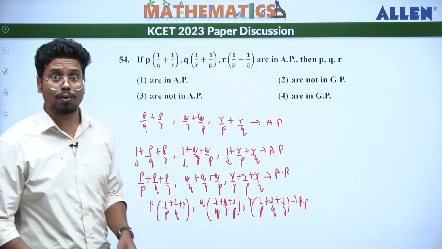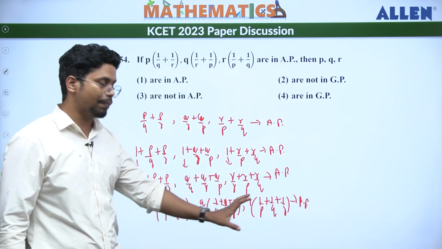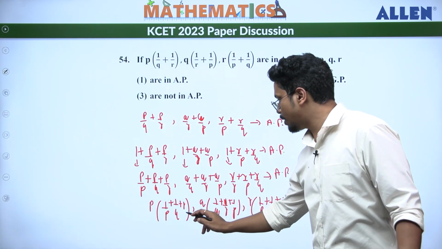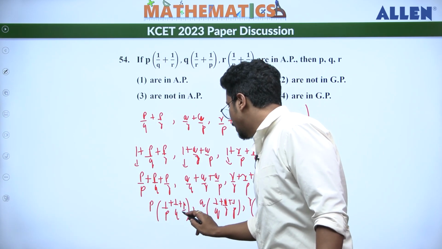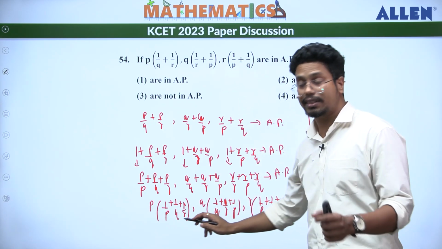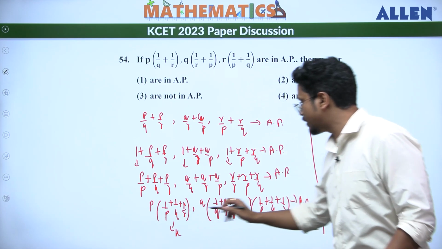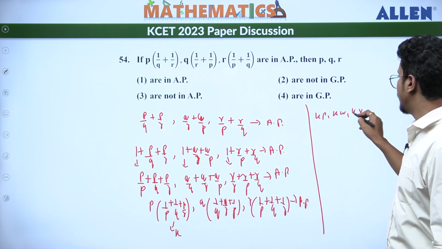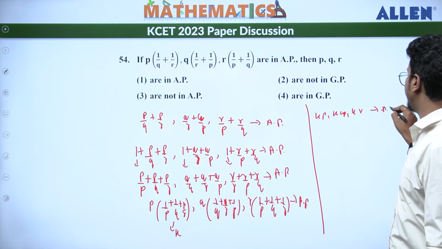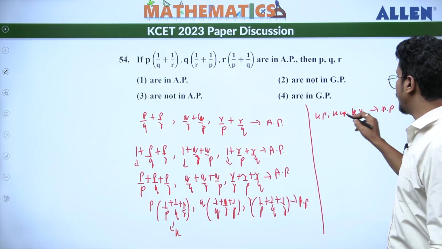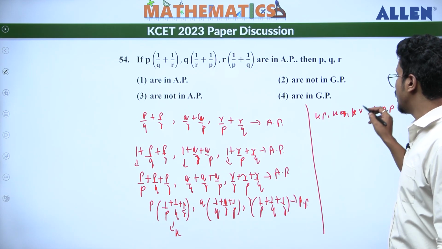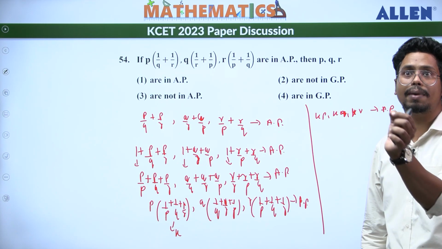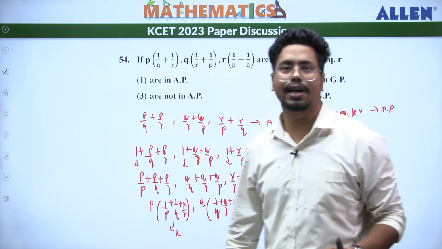Now all of you, you know one thing, that if you see the picture, don't you think that 1 by P plus 1 by Q plus 1 by R, if this number is like a K, please understand, if this number is like a K, so basically what you will get? KP, KQ, KR is in what? It is in AP. Now it will again be the same thing. We know that if 3 numbers are in AP, then when you multiply the 3 numbers by a constant number, that will also be in AP.